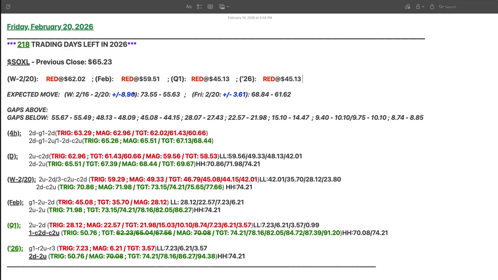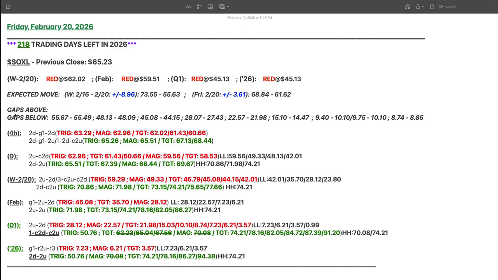We know that the market makers expected move for the week was plus or minus $8.96 from the close of last week's price action, giving us an expected range of 73.55 to 55.63. As you can see, we're smack in the middle of that. Now, the market makers expected move for Friday by itself is $3.61, giving us an expected range of 68.84 to 61.62. So we'll see how that turns out tomorrow.